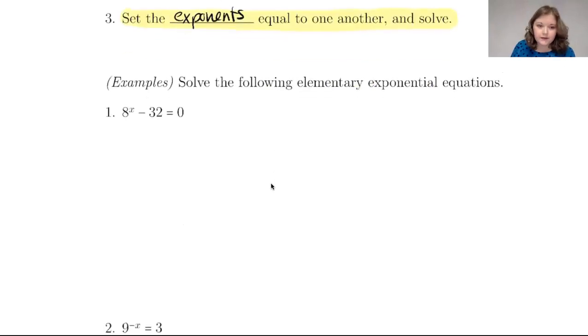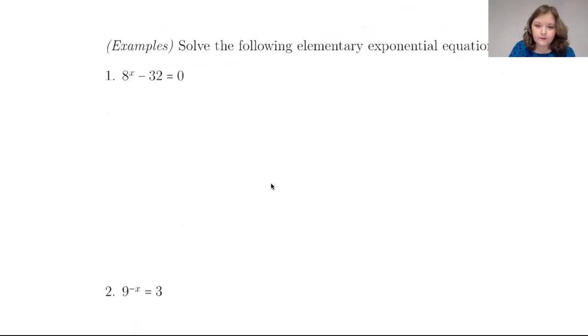Okay. So we will just start with example 1. The first thing we need to do is step 1, which is isolate the exponential. So we need this 8 to the x by itself. We'll do that by adding 32 to both sides, and we'll get 8 to the x equals 32. So at this point, we need to ask ourselves, what base do we need?